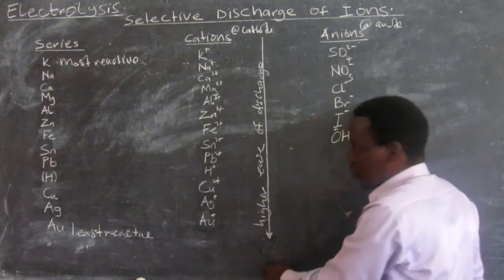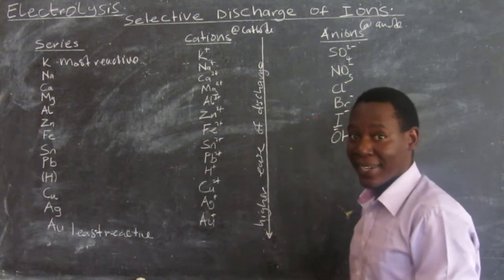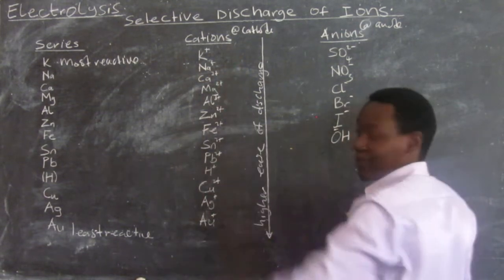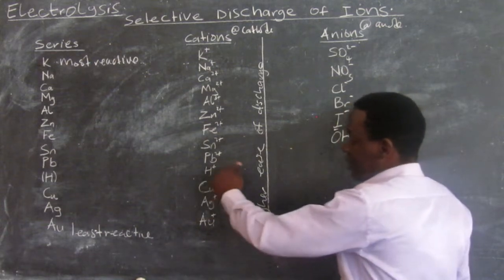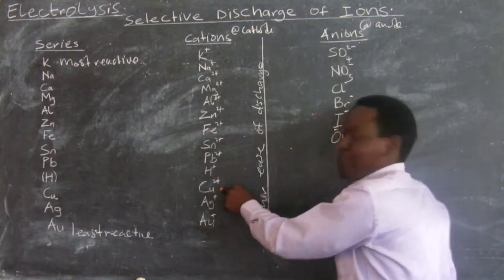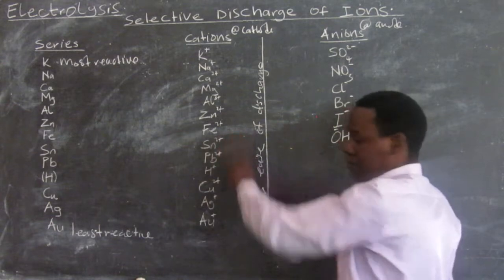As you move down the block, the ease of discharge of the ion becomes higher. Therefore, we select the ion which is in the lower position, and it is discharged in preference to the one which is in the upper position.